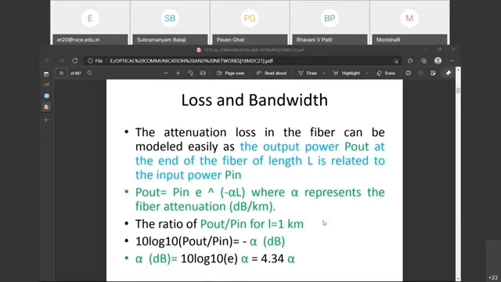The ratio of P out by P in for 1 kilometer, that is what you will write in terms of P naught by P in. If they ask for per kilometer, you need to divide it by that much length.